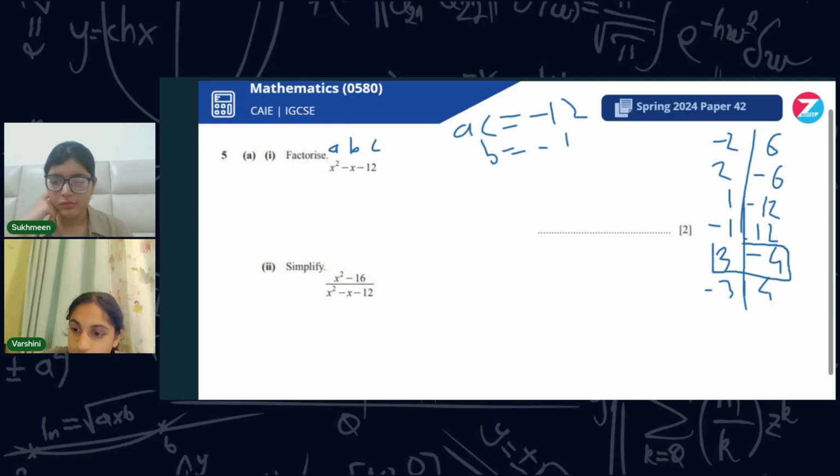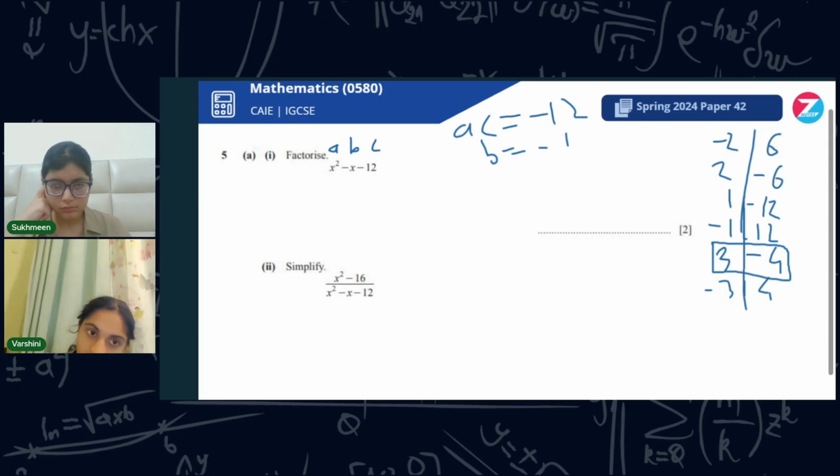Once you do these for a long time, you can do this in your head instead of writing this down, and it becomes much faster. So now we have the splitting of the middle term, which is going to be 3x and minus 4x. So we can rewrite this as x squared plus 3x minus 4x minus 12. Okay, and now we need to factorize this.